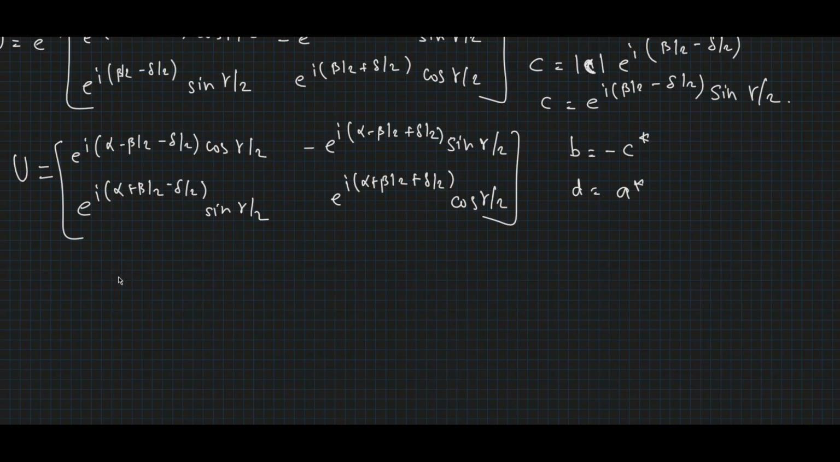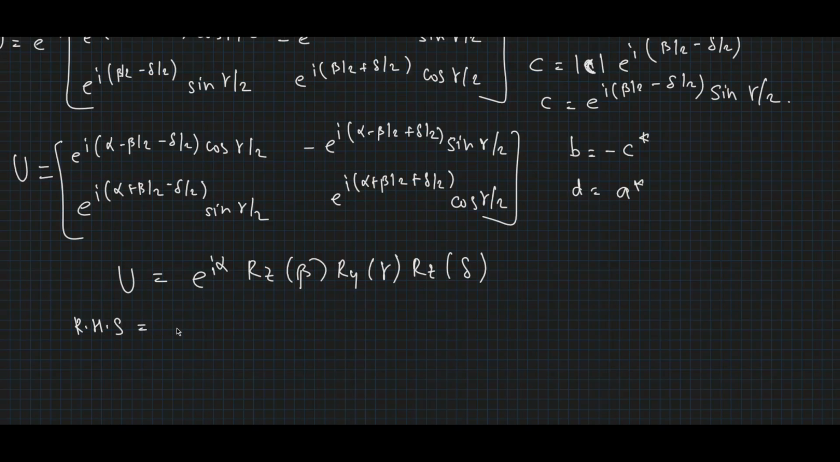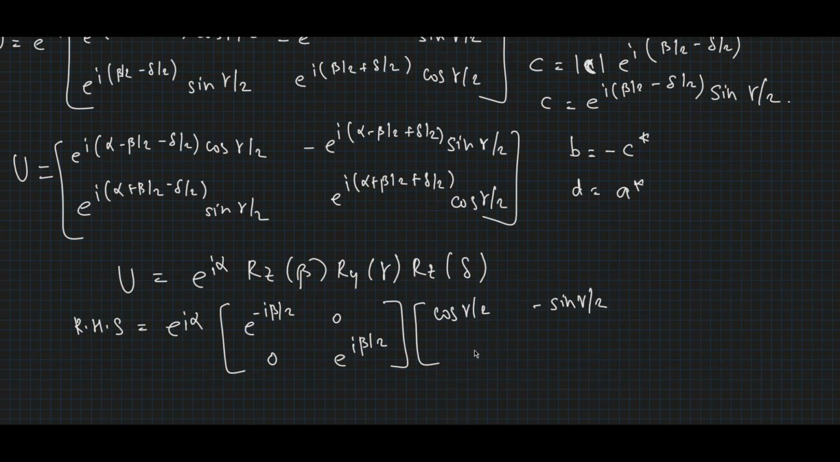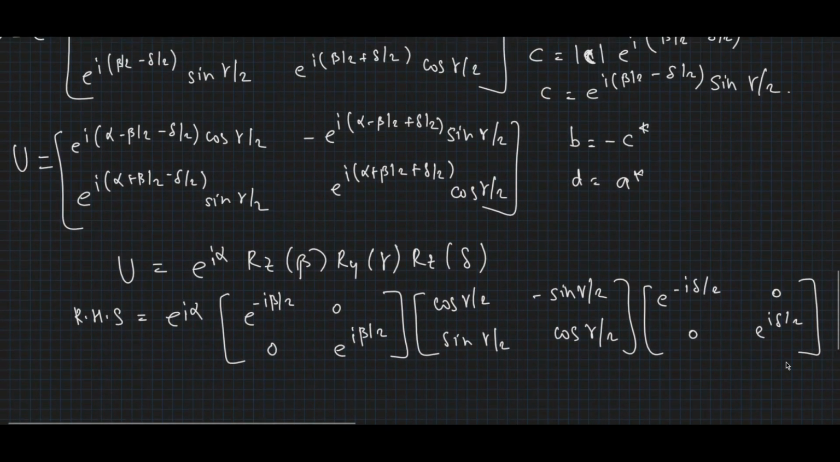Now we have to check that u, which is equal to e raised to i alpha rz of beta into ry of gamma into rz of delta, is true or not. So the RHS is equal to e raised to i alpha, and rz of beta would be e raised to minus i beta by 2, 0, 0, e raised to i beta by 2, into ry of gamma, which would be cos gamma by 2, minus sin gamma by 2, sin gamma by 2, cos gamma by 2, and rz of delta would be e raised to minus i delta by 2, 0, 0, e raised to i delta by 2. Now let's multiply these three matrices and try to get u.